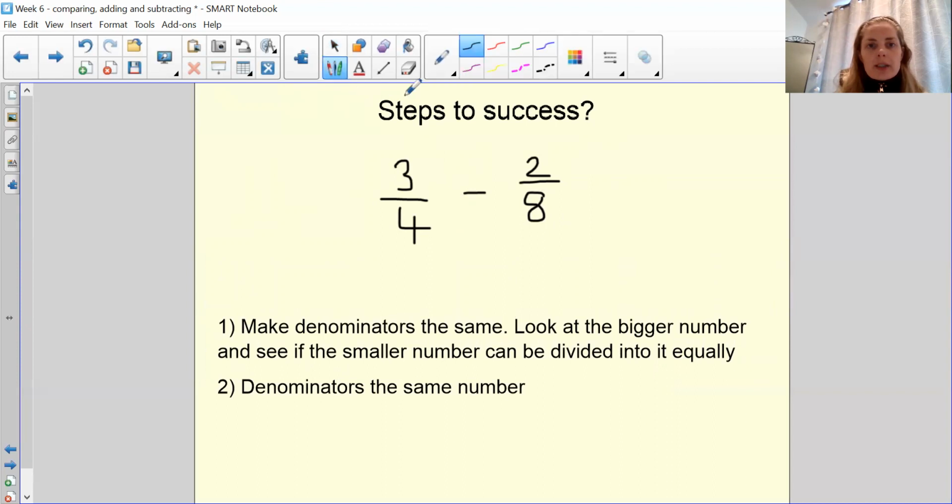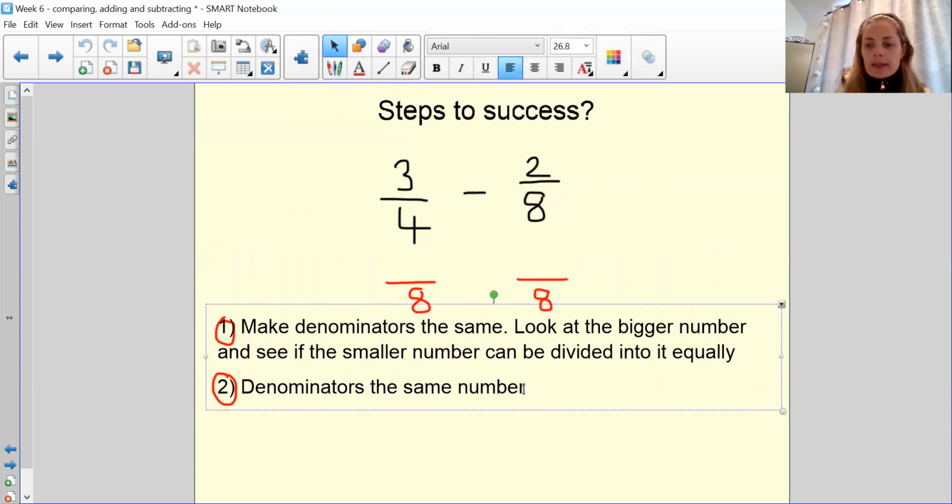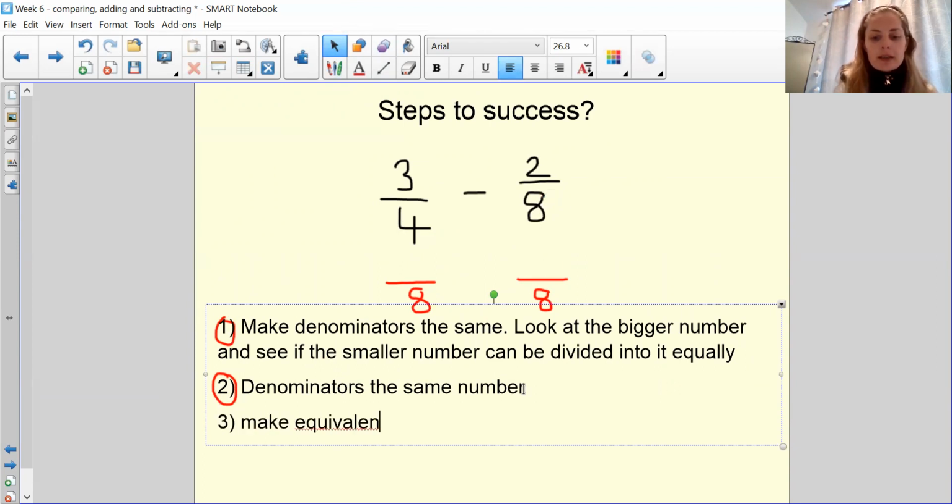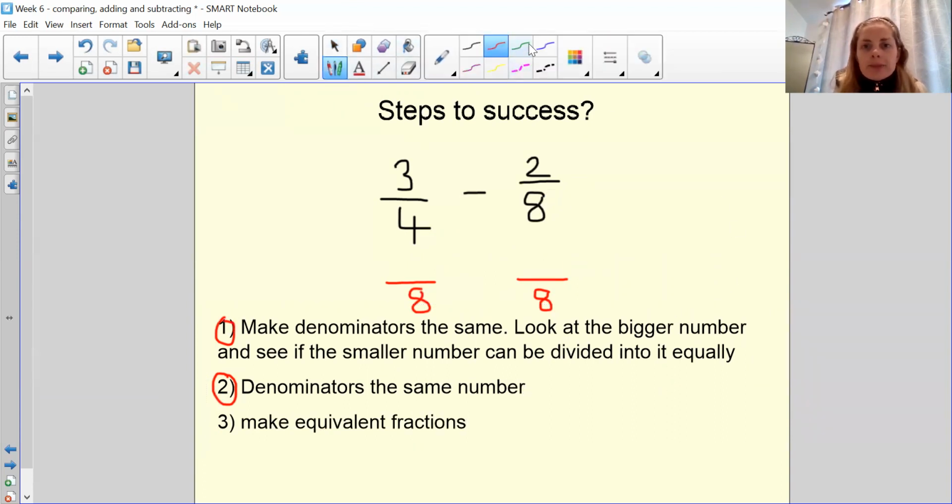Right, so let's just do some colors very quickly. So step number 1, I need to make the denominators the same, okay? And I need to look at my bigger number and I can say, can my small number go into my bigger number? Yes, it can. So I'm going to make that number as 8. Right, and that's kind of part of step 2 as well. Right, can you remember what we do next? Good job. We're going to make equivalent fractions. So let's use a different color now.